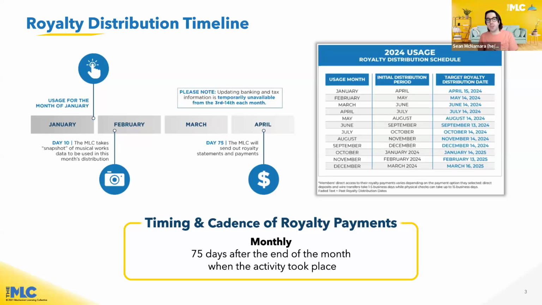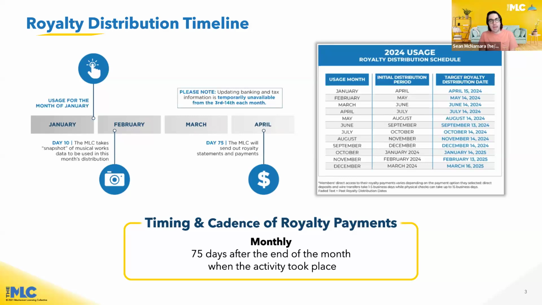So first, if you're looking to make any updates to your catalog and you want it captured, again using that January usage as an example, make sure that those updates are made by February 10th at the latest. Separately, if you're making any changes to your banking information, we close that option from the 3rd to the 14th of each month. This allows our royalty finance and payments teams to make sure that all of your payment information is up to date, so that when we come up on or around the 15th of that distribution month, we are about to pay you to the right banking information as you've updated in our database.